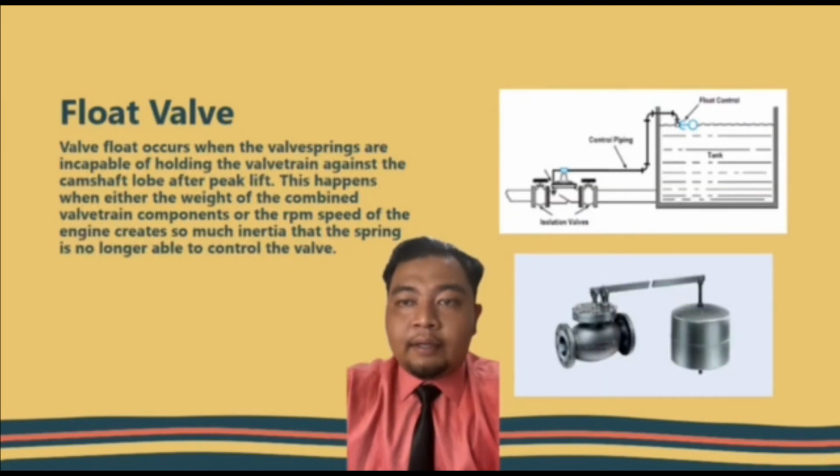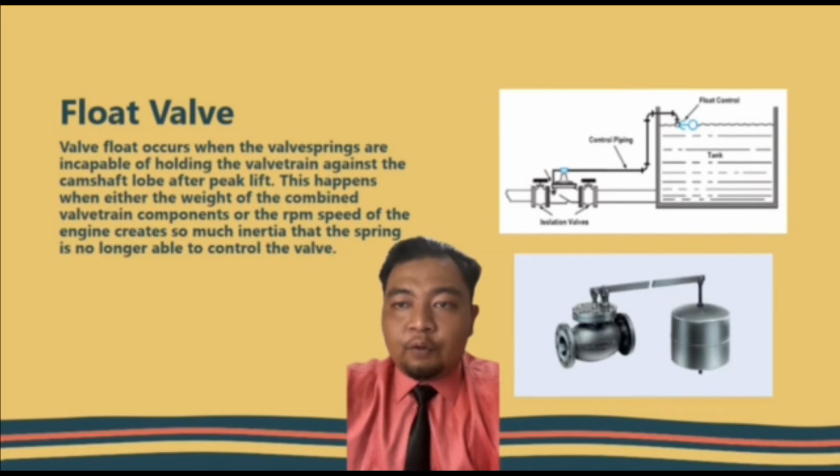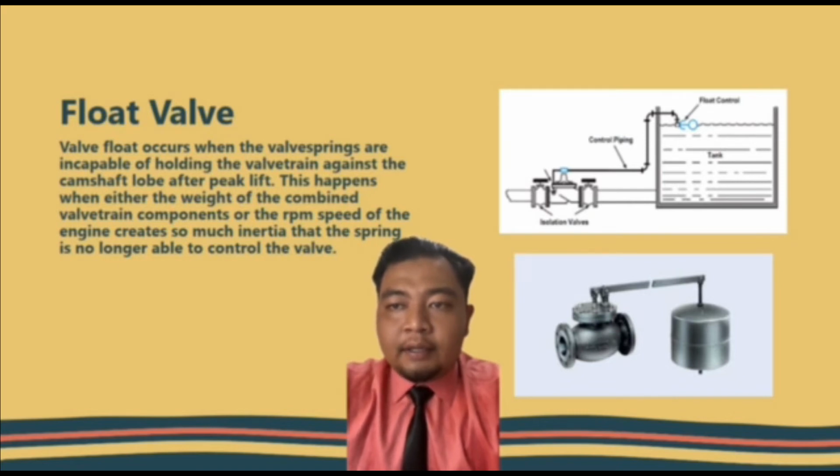The last one is the float valve. Valve float occurs when the valve springs are incapable of holding the valvetrain against the camshaft lobe after peak lift. This happens when either the weight of the combined valvetrain components or the RPM speed of the engine creates so much inertia that the spring is no longer able to control the valve.